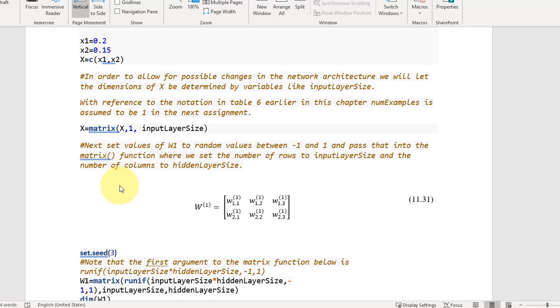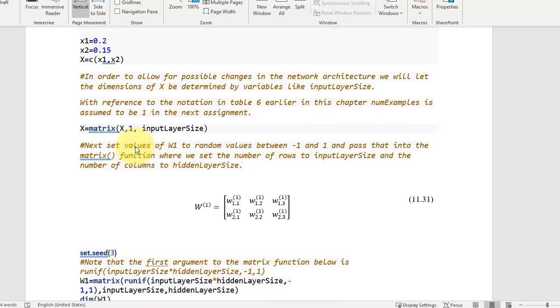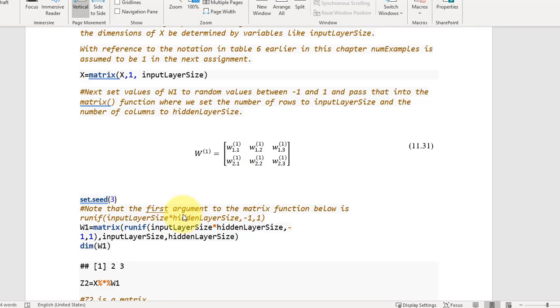So now going back to this, we need to create such a matrix, and we want the weights to be random values between -1 and 1. Let's see how we do that. What we had above was just an example, and that is right for the X matrix, given that these are the values of the X's. But for this weight matrix, we're going to set random values.